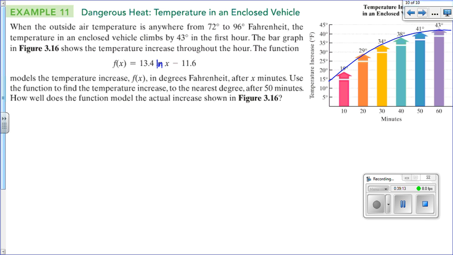And so we have the function, and now it's being modeled by this equation. And so if f of x is the degrees in Fahrenheit after x minutes, our independent variable, which is x, will be the number of minutes. Use the function to find the temperature increase to the nearest degree after 50 minutes. How well does the function model the actual increase shown in the figure? So what we need to find here is f of 50, to find the temperature after 50 minutes.